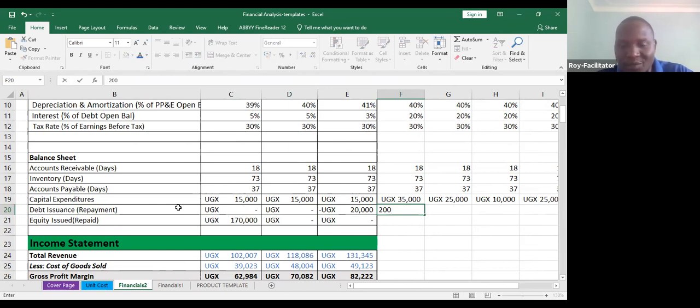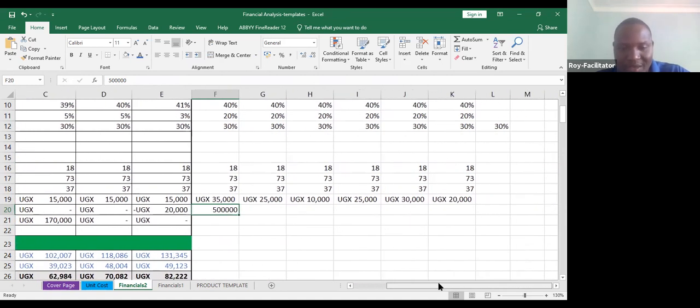Okay, let's say I'm going to borrow, based on my digits, I'll do 200K. Okay, let's say 500K. I'm going to borrow 500K in debt. Then what else am I going to do? Maybe I'll also get an equity partner who will give me maybe 100K.